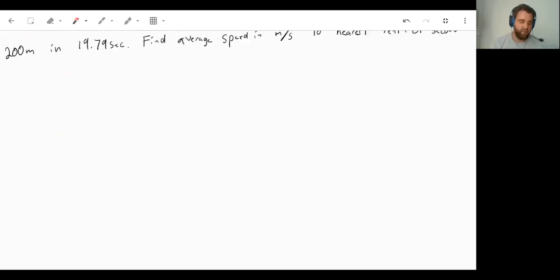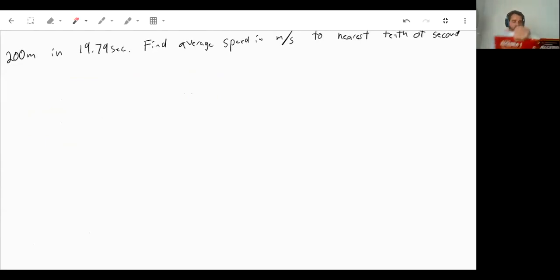And for our final question, this comes from the textbook, and I'm going to read it out loud. I just need an abbreviated note here to remind me of what it was. In the 2004 Olympics, Sean Crawford won the 200-meter dash. His winning time was 19.79 seconds. Find his average speed to the nearest tenth of a meter per second.